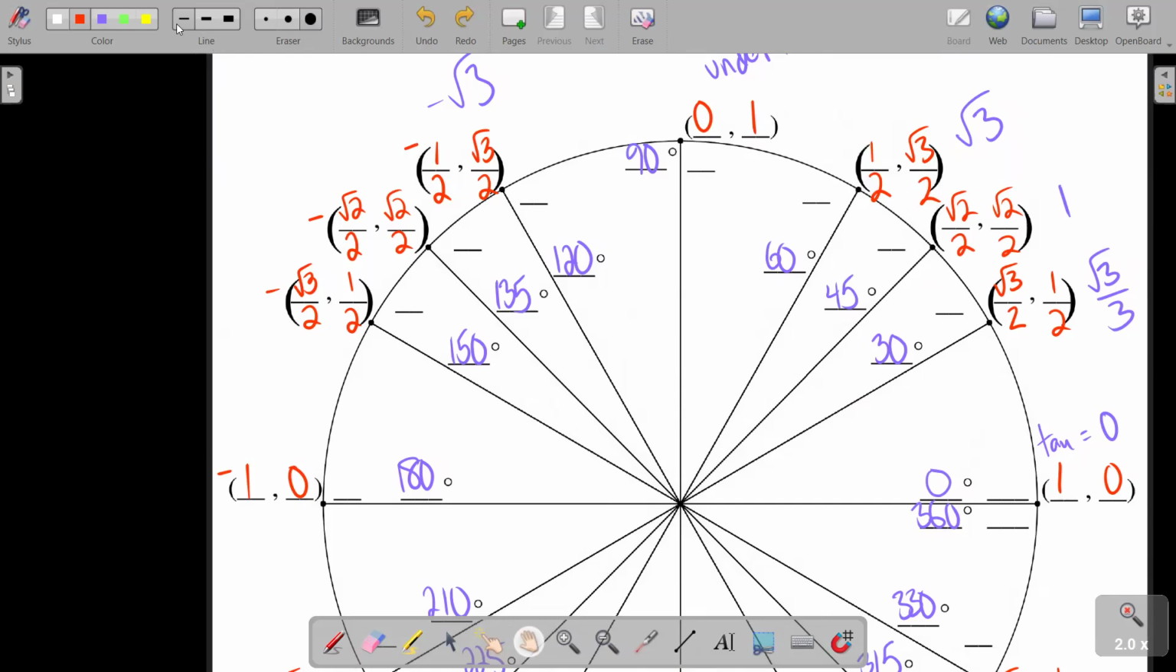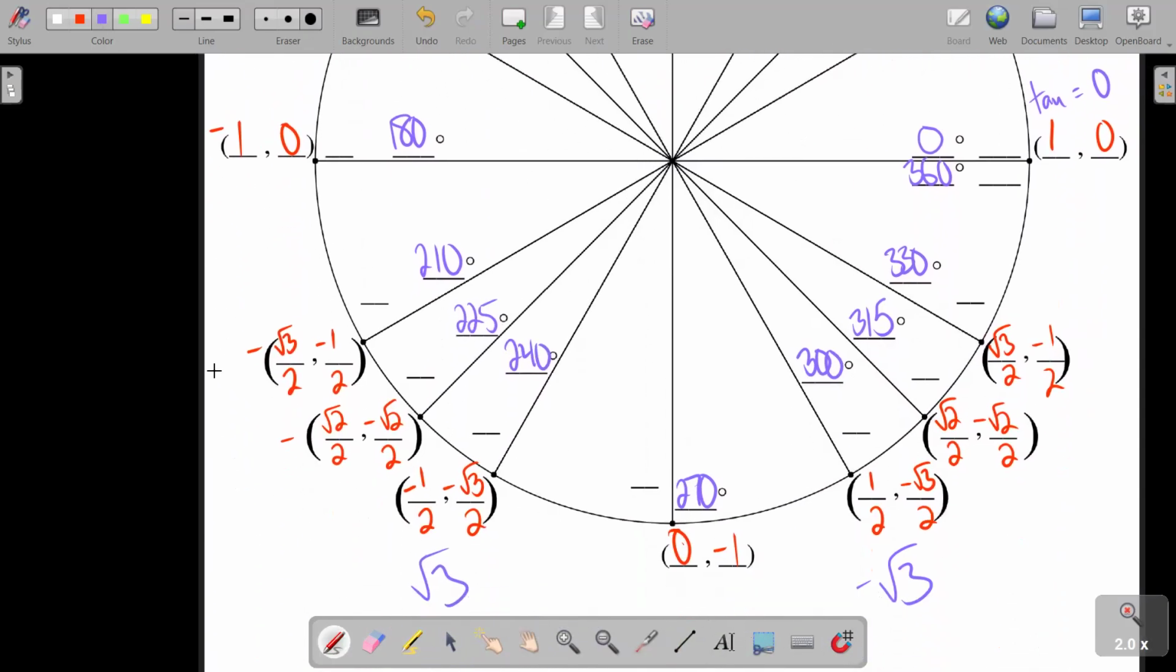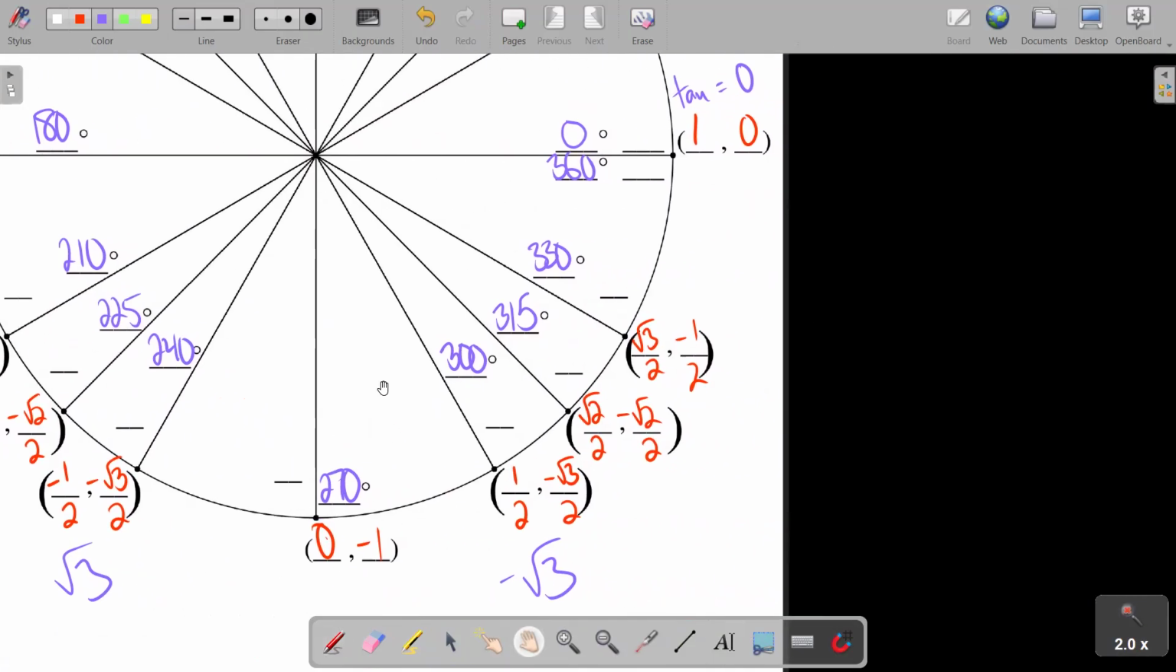So it looks like we're a little cramped on real estate over here to the left, but we can all agree that at 150, we're going to have a negative root 3 over 3. And then if we drop down to our next x-axis hugger, we're going to have a root 3 over 3. And then if we cruise all the way across to our last x-axis hugger, we're going to get a negative root 3 over 3.